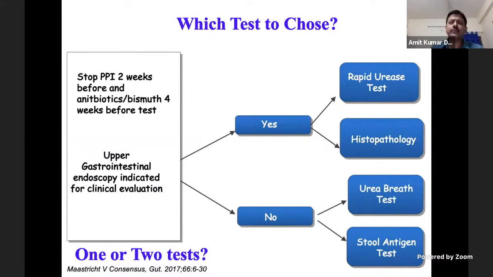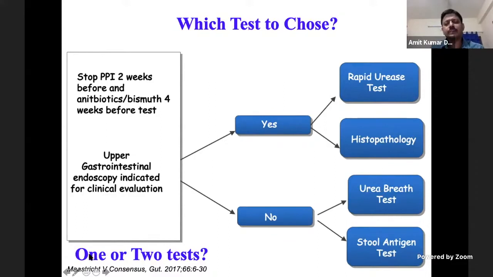So the main question to ask is, does the patient require an upper GI endoscopy for a clinical indication? Upper GI endoscopy should not be done only for testing. If you're doing an upper GI endoscopy for a clinical indication, then in that patient, it's easier to do a test like a rapid urease or you can do a histopathology. But if you do not require upper GI endoscopy, then in those patients, you should go for non-invasive tests like a urea breath test or a stool antigen.